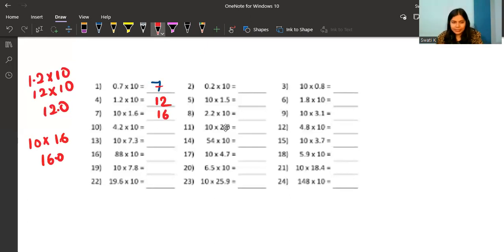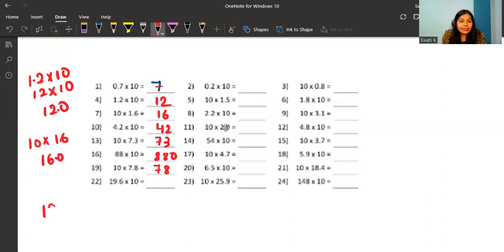So now I'll be a little faster. 4.2 into 10 is 42. 10 into 7.3 is 73. 88 into 10. Okay, I can't see a decimal here. So I think it's 880 only. 10 into 7.8. So it is going to be 780 with, of course, the decimal. So 78.0, which is 78.